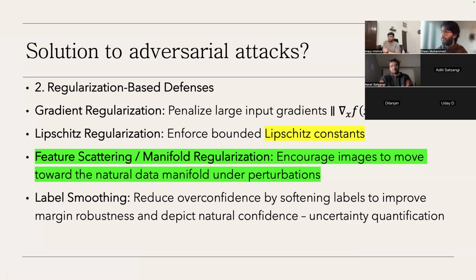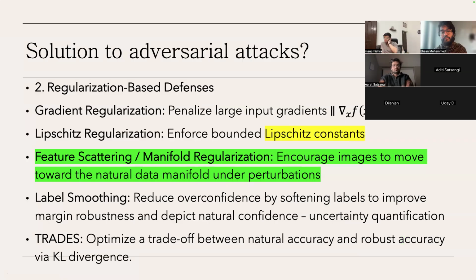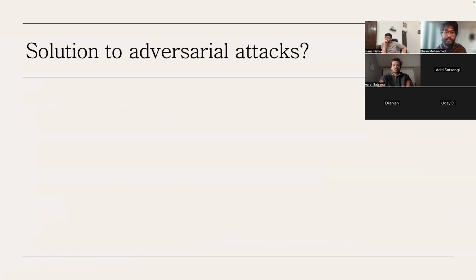Next one is label smoothing. Label smoothing is something that we have all used as regularization to avoid overfitting, and this also works for adversarial robustness. There is one more which is called TRADES. As the name suggests, it's a trade-off between natural accuracy and robust accuracy via KL divergence. It uses KL divergence to make sure that there is a slight decrease in the natural accuracy while the robust accuracy is increased. How do I keep that trade-off in check? So it tries to optimize that trade-off.